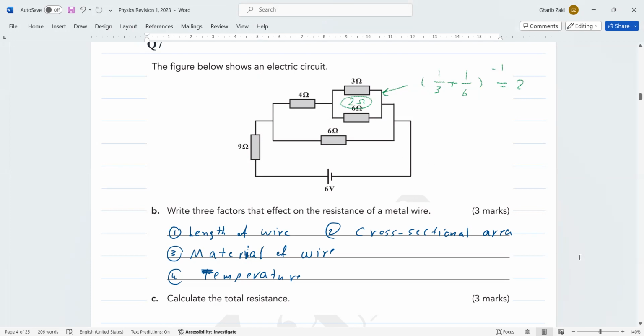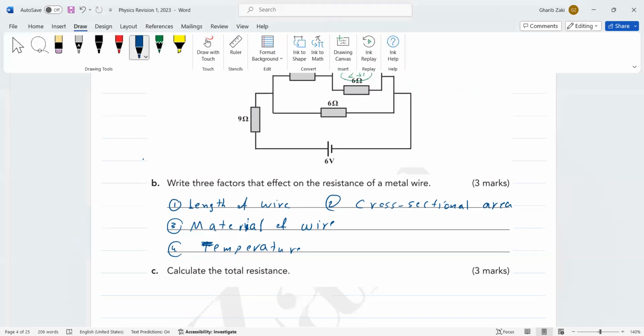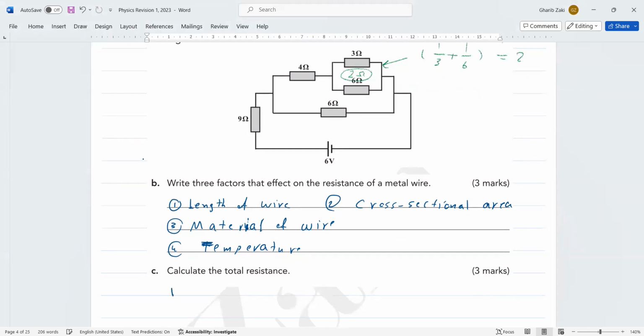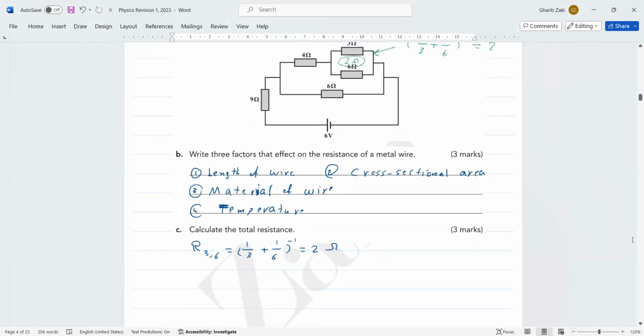But we have to write the steps because this question has 3 marks. So it's better to write it like this. R of 3 and 6 equals (1/3 + 1/6) to the power -1, which equals 2. And then R of 4, 3, and 6 are in series, so we add 4 plus 2 equals 6 ohms. So the upper branch is 6 ohms.